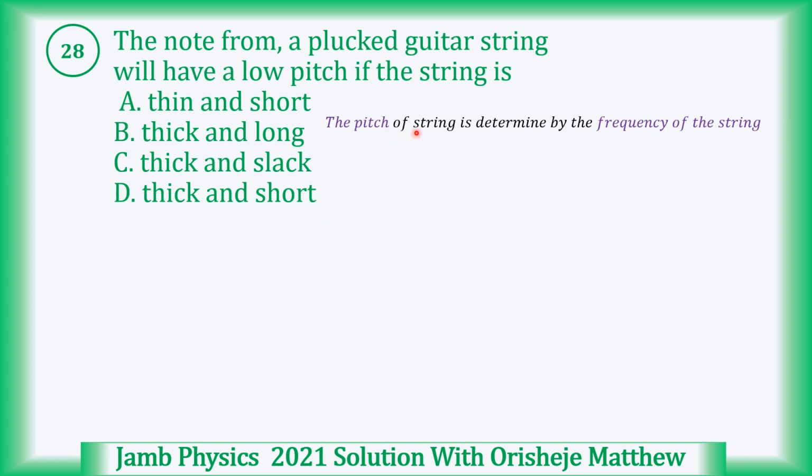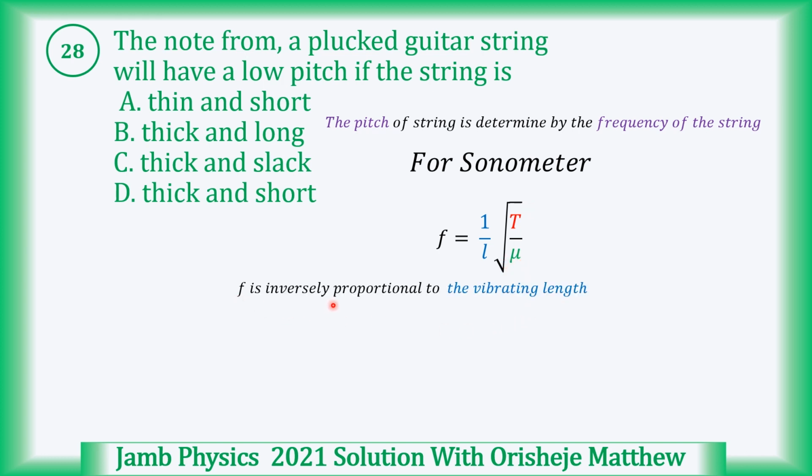The pitch of a string is determined by its frequency. The pitch is affected by the frequency of the string, and therefore of the sonometer string. The frequency is given by this formula. It's inversely proportional to the length, and directly proportional to the square root of tension over mass per unit length. So what does it tell you? Frequency is inversely proportional to the vibrating length. That means the shorter the length, the higher the frequency, the higher the pitch. So the longer the length, the lower the pitch.